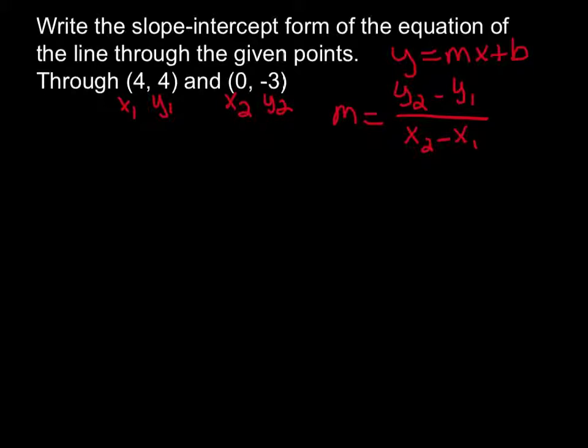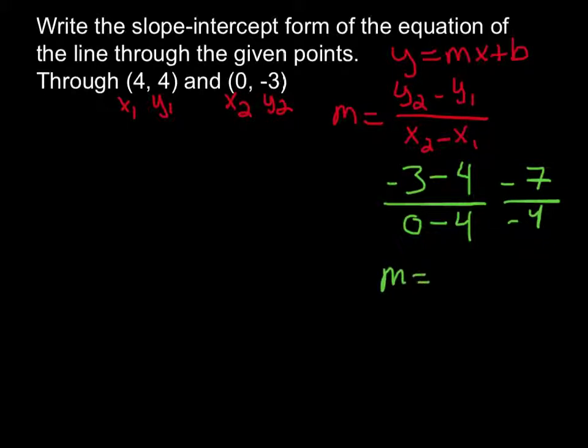My y2 is negative 3, so I'm going to go negative 3 minus, and my y1 is 4. Negative 3 minus 4 over, on the bottom, I have x2. x2 is 0 minus, and x1 is 4. Negative 3 minus 4 would give me negative 7 over negative 4. So my slope in this case, m equals 7/4.